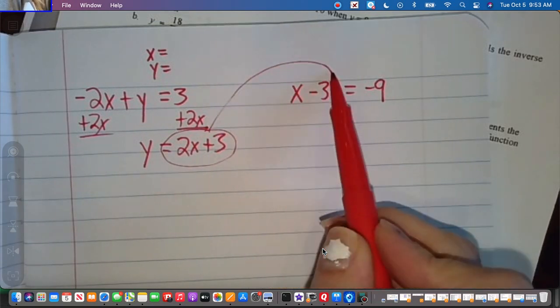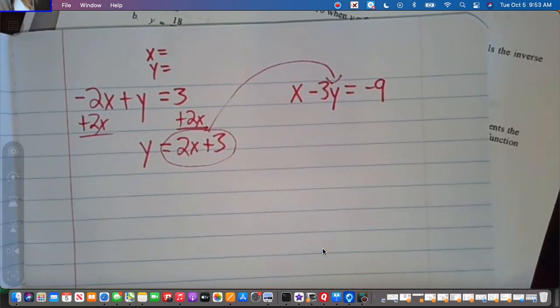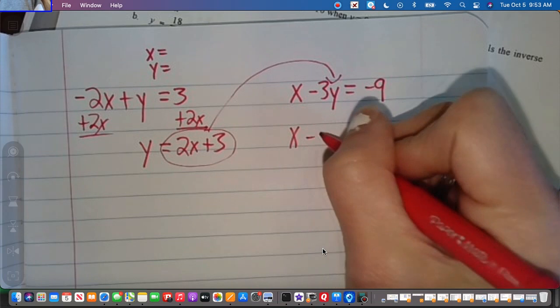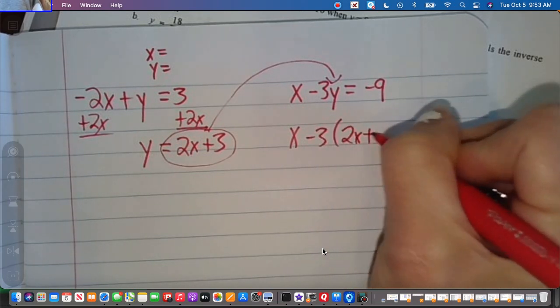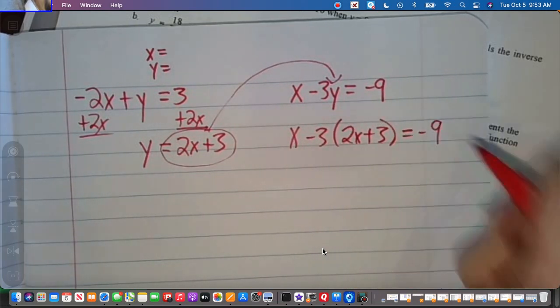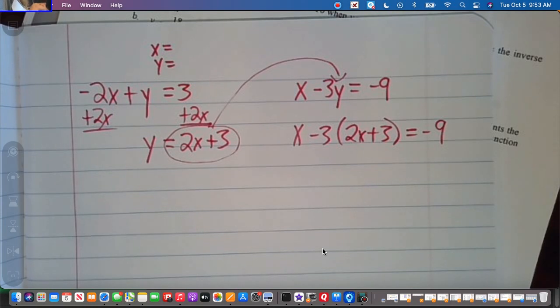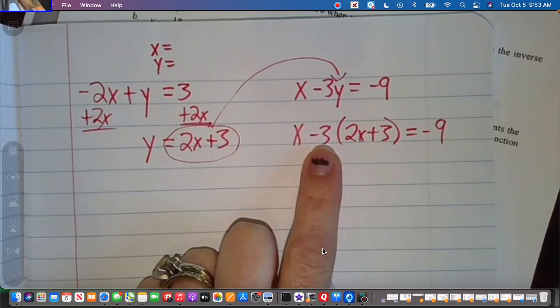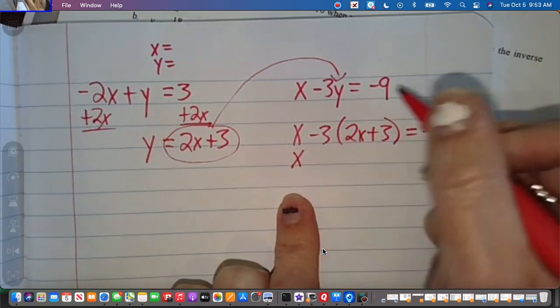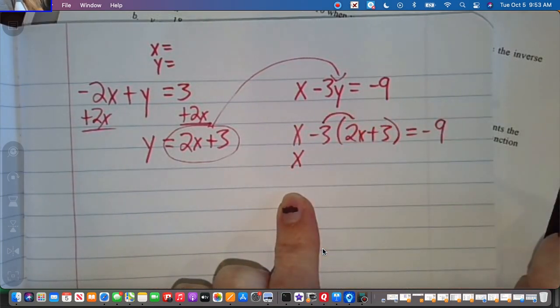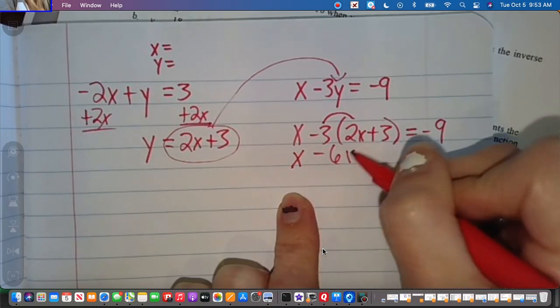Now, for substitution, that means you take this and plug it in. You substitute it in. So it'd be x minus 3 times 2x plus 3 equals negative 9. And what are you going to do with that negative 3? You're going to distribute it. I'm going to multiply that negative 3. So watch. I'm going to write down my x. Negative 3 times 2x is minus 6x, and negative 3 times 3 is minus 9, equals negative 9.